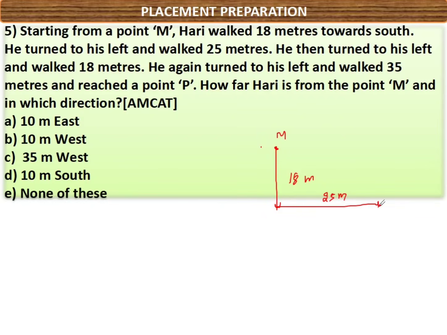25 meters. He then turned to his left. He is going like this. He turned to his left and walked 18 meters. Left means upside, and walked 18 meters. This is 18 and this also 18. Both are same. He again turned to his left and walked 35 meters. Left means his left side.